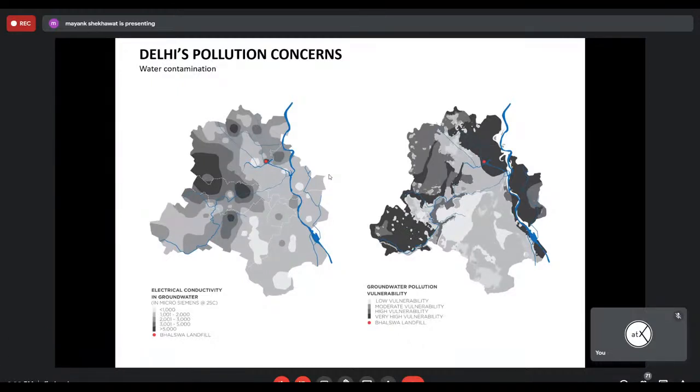So as water percolates through the landfill, it carries the contaminants leached out from the solid waste, polluting the soil and the groundwater in the area. Now the groundwater pollution vulnerability map, which is on the right-hand side, shows that our site lies in the highly vulnerable zone. On the left side, I think it's the electrical conductivity in groundwater, you can see that the high electrical conductivity around the site confirms it. There's a dark patch just around the site. It confirms the leaching of metals from the site into the soil and groundwater. Now that's very concerning. I have no idea what's been happening about this at the moment.